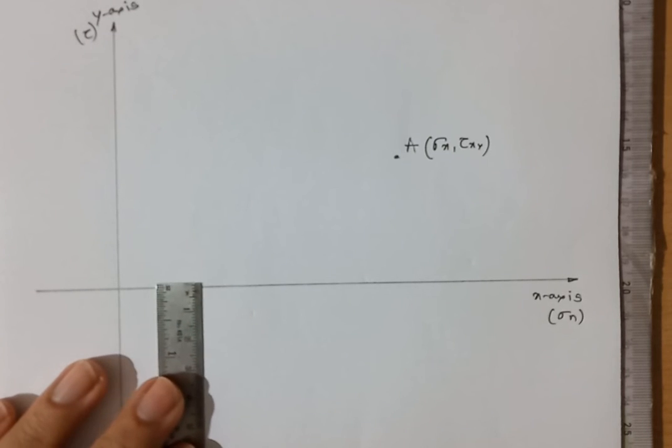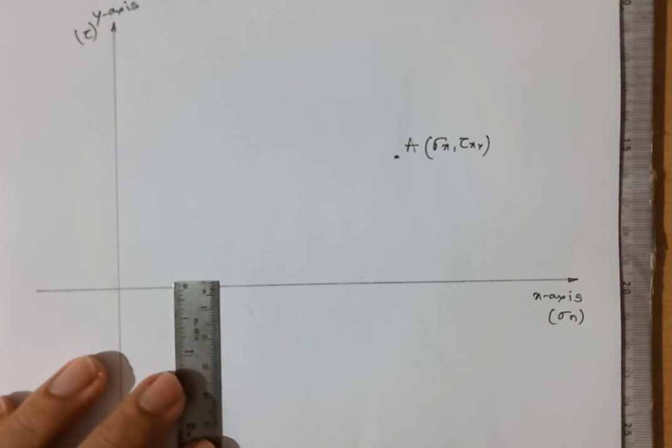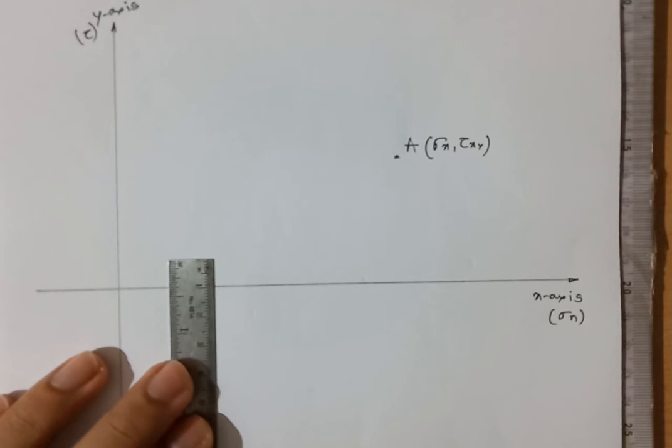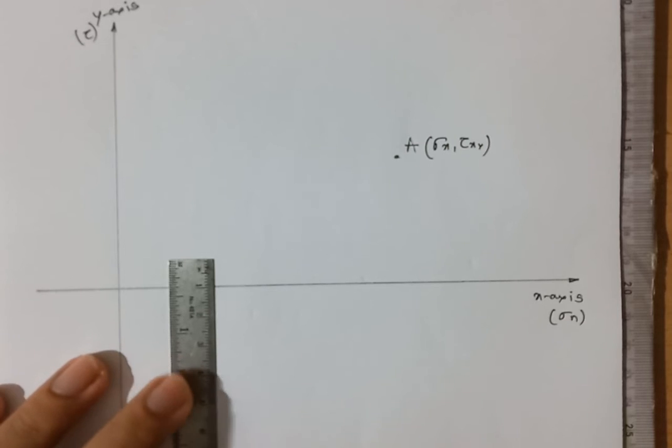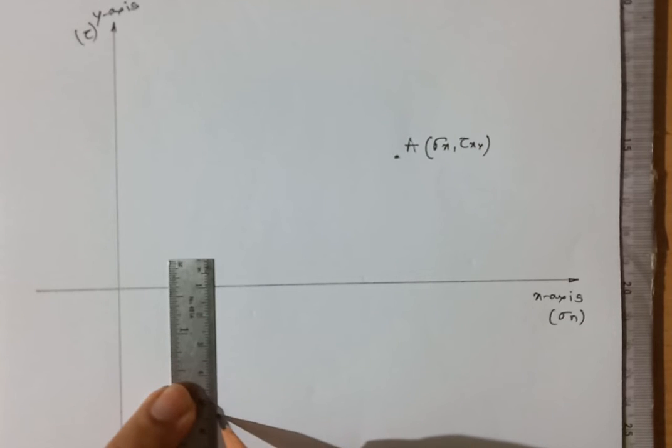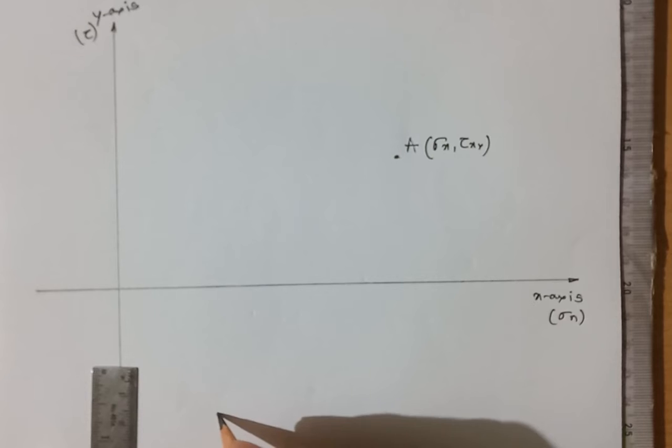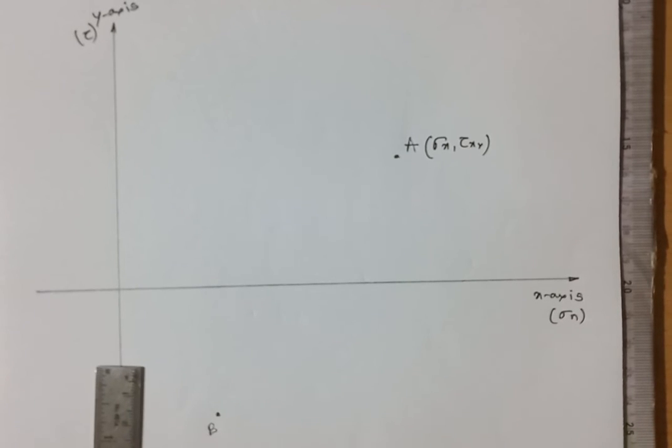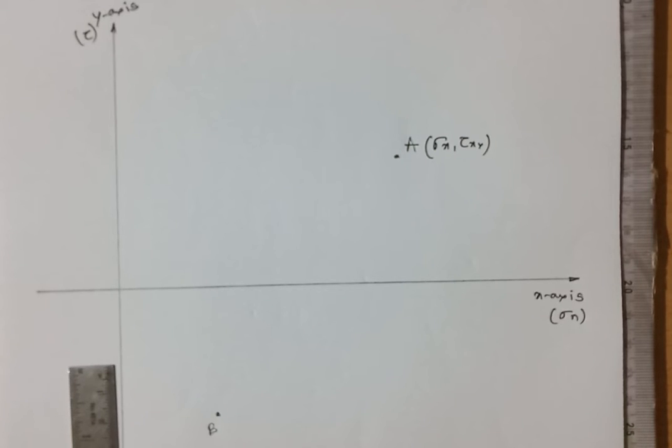So I'll also take it from this side, 5.4, right, 5.4. So I'll take this as point B. Coordinates of point B you already know. So coordinates of point B are sigma y, and minus tau yx, right?